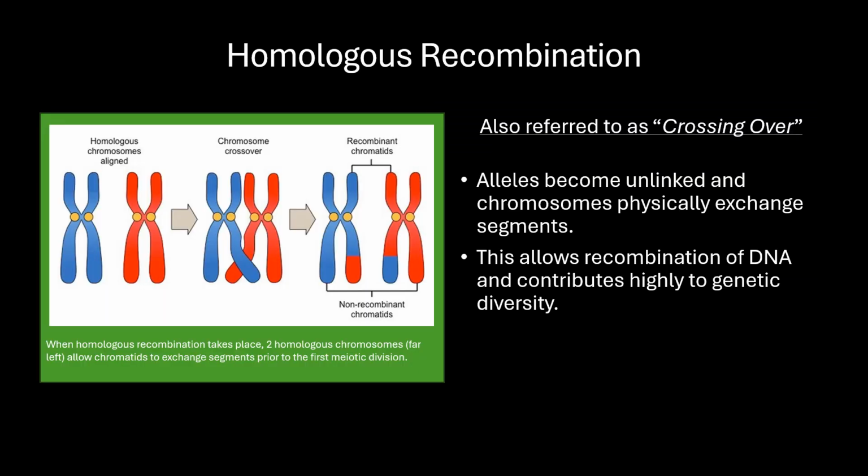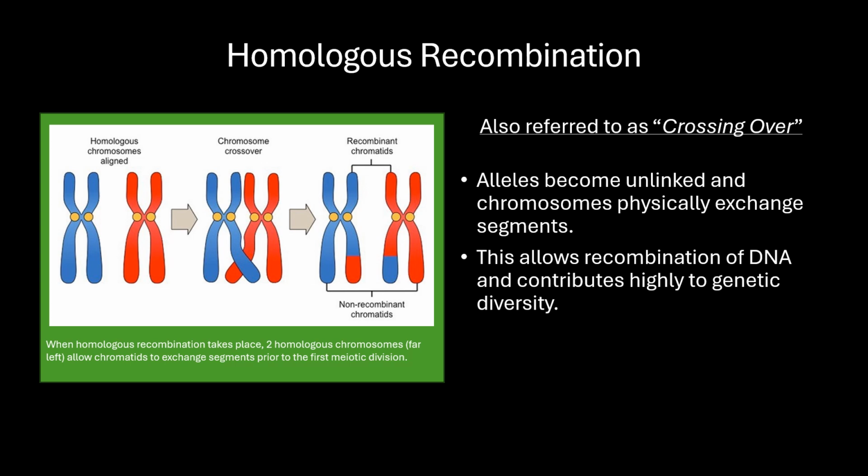So now let's talk about the process of homologous recombination, which is also referred to as crossing over. Alleles become unlinked and chromosomes physically exchange segments. This allows recombination of DNA and contributes highly to genetic diversity. Looking at the image here, I always like to compare this to the chromosomes basically holding hands.